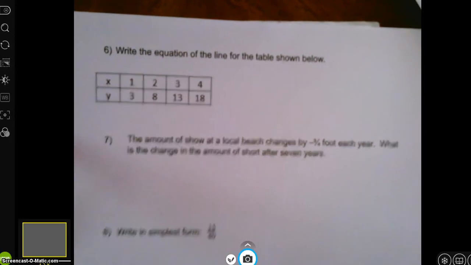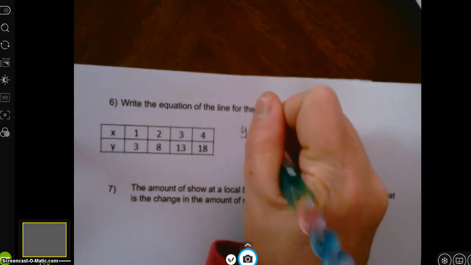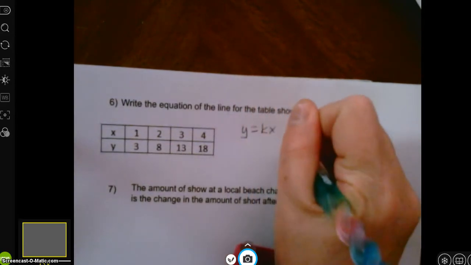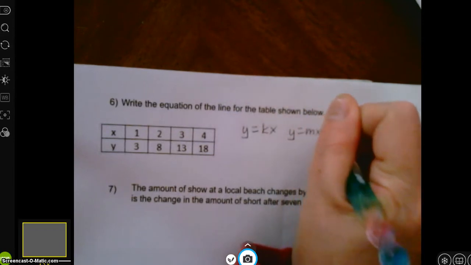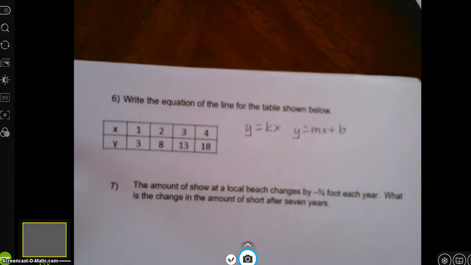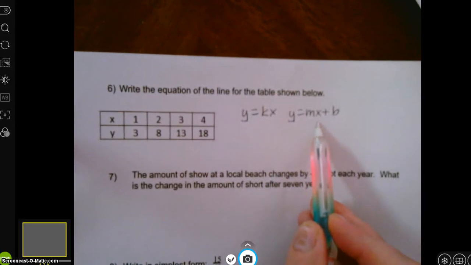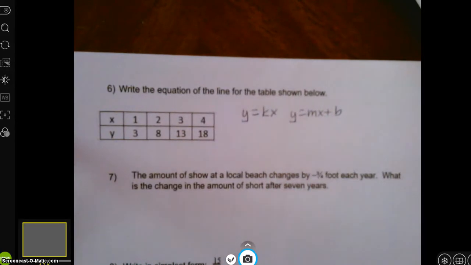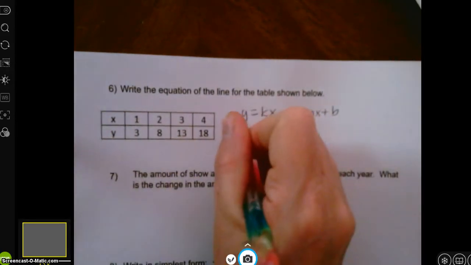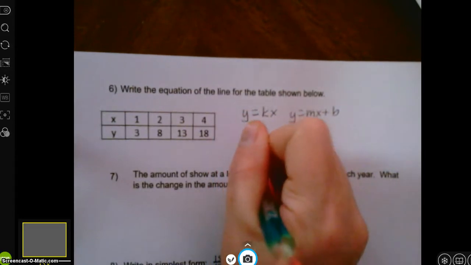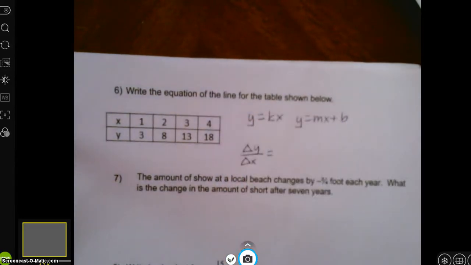So at this point, here's what I expect of you. I expect that you know our basic equation is either y equals kx, or y equals mx plus b. That is something I expect that you know right now. If you do not know this, I need you to take this in. This one is proportional. This one is linear non-proportional. Okay? So remember, we always start with delta y over delta x. We start with our constant rate of change.